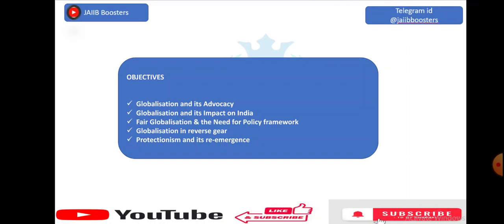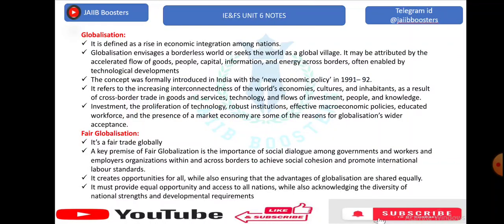Globalization and its advocacy. Globalization and its impacts on India. Fair globalization and the need for policy framework. Globalization in reverse gear. Protectionism and its re-emergence.